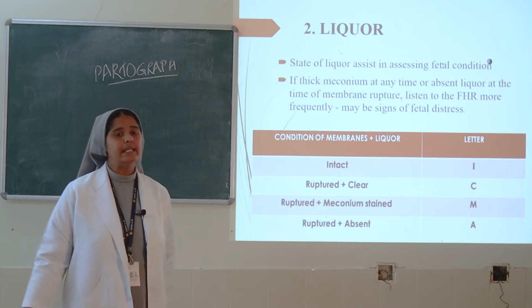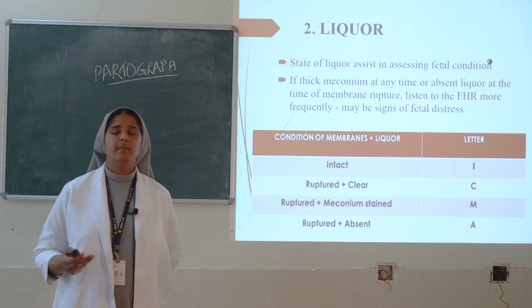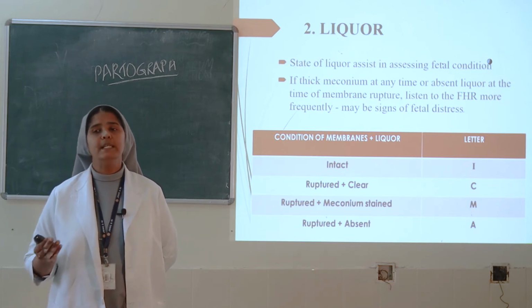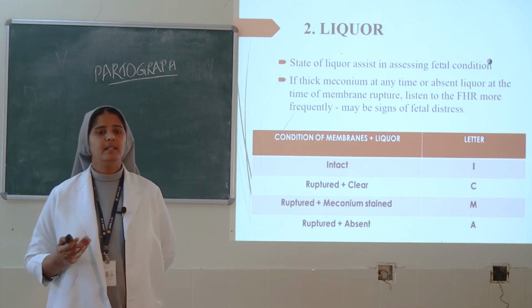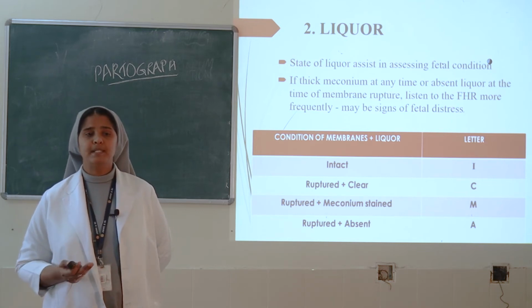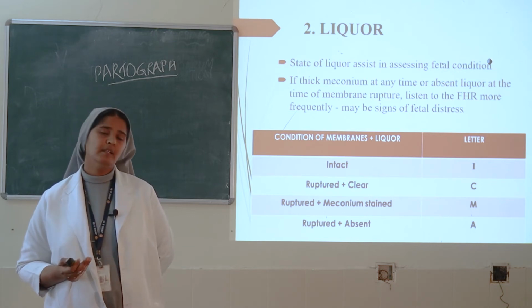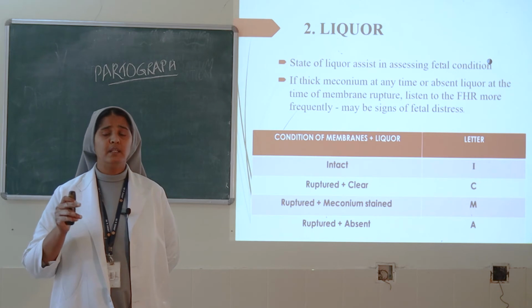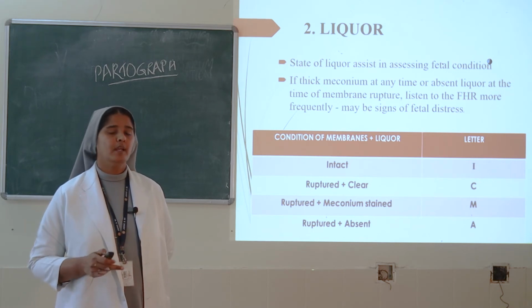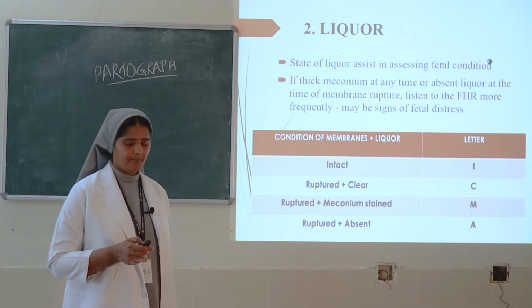So, if the membrane is intact, that is I. If the membrane is ruptured and the amniotic fluid is clear, that is C. The membrane is ruptured and the meconium is present, that is M. The membrane is ruptured and the fluid is absent, that is A. So, these are the letters we can write in the partograph for denoting the liquor.